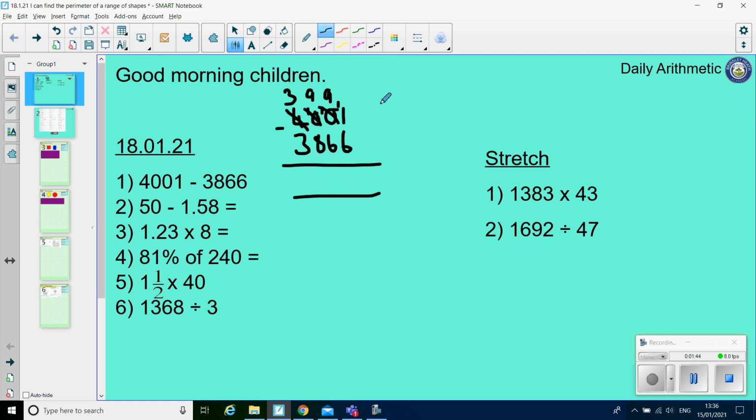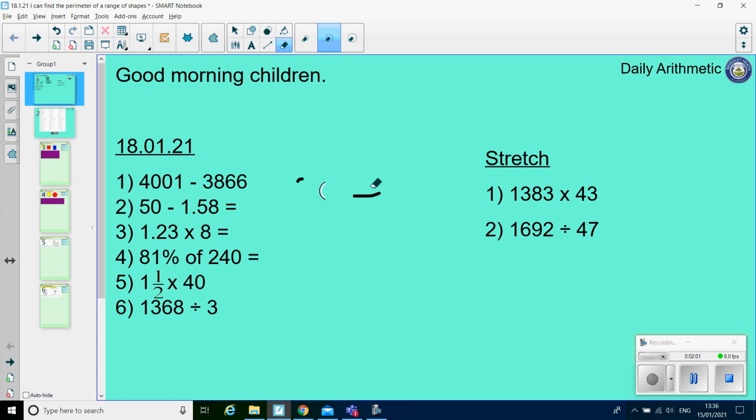Okay, now I've got 11 take away 6, so now I can do it. So 11 take away 6 is 5, 9 take away 6 is 3, 9 take away 8 is 1, 3 take away 3 is 0. So the answer to question 1 is 135.